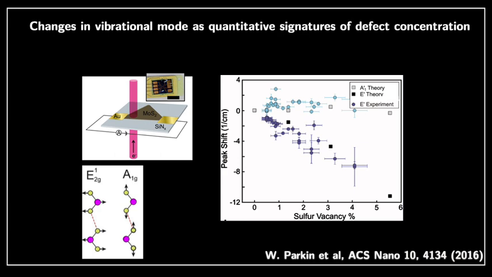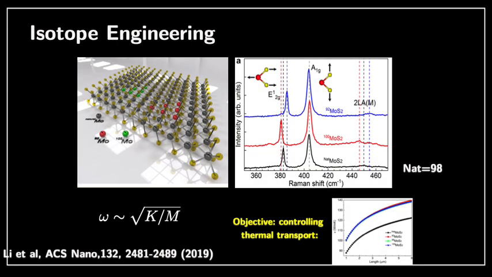So confirming the theory, but also showing that there is a strong correlation between sulfur vacancies and the shift in the mode. So that's very, very good. You can also do other things in Raman. For example, you can do isotope doping, isotope engineering.